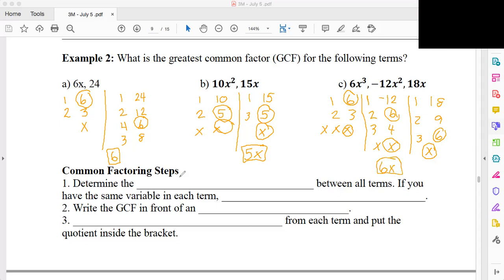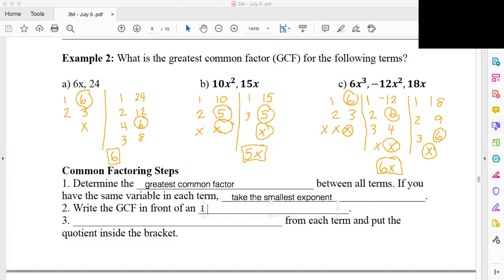So the steps for common factoring would be to determine the greatest common factor, our first step, between all of the terms. And it has to be between all the terms. Even if there's 3 terms or 4 terms, you have to find it for all of them. If you have the same variable in each term, take the smallest exponent. As you can see here, they all had x in common, but we were only able to take one x out. So x to the exponent 1 is our common variable with those guys. And they do have to be the same letter. You can't have y and x and think that that's the same.